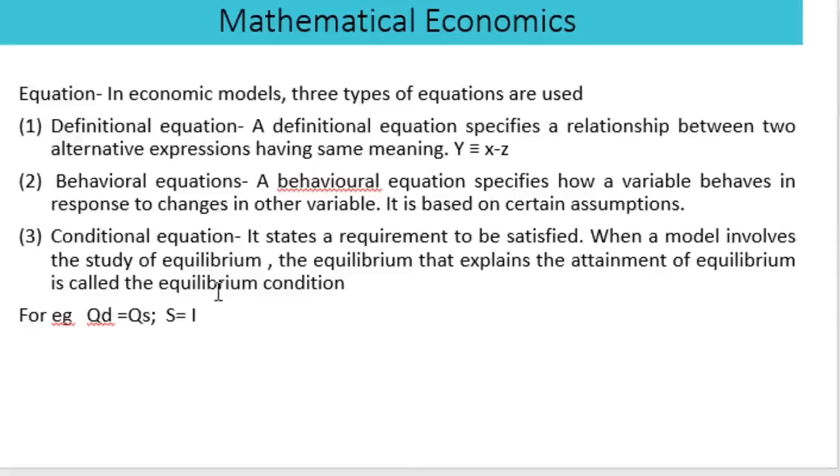And the third type of equation is the conditional equation. It states requirements to be satisfied. When a model involves the study of equilibrium, the condition that explains the attainment of equilibrium is called the equilibrium condition. That is, QD, quantity demanded, equal to quantity supplied. This is a conditional equation. Saving equal to investment. That is, it requires certain requirements to be satisfied.